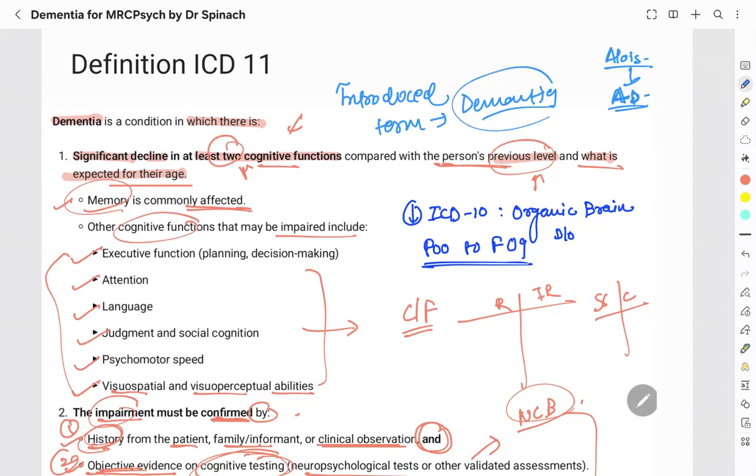not the term dementia. That term was given by, I don't remember the name, but it is a very old term, given in some century BC. But it was properly introduced as dementia by a French physician, Philippe Pinel. I don't know if I'm pronouncing him right.